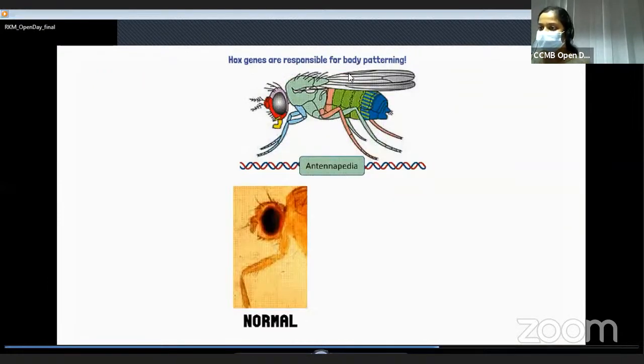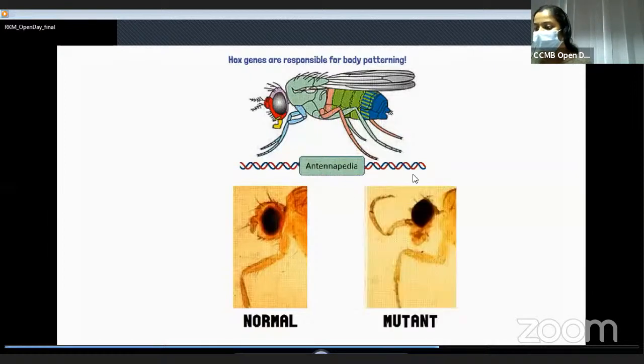So if this is a normal fly and if we mess with this gene that is required for formation of a second pair of legs, this is something that we usually do in the lab. What we get is that now when this gene is messed with, the mutant flies will have legs growing out of their head. Similarly, we have other genes in the Hox system.